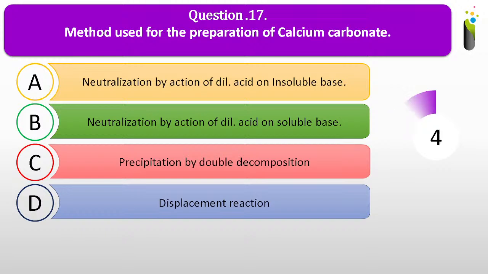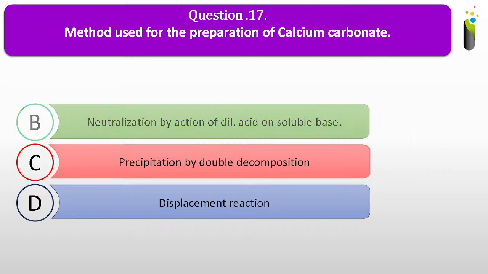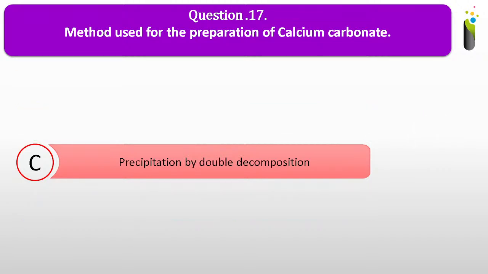And the correct answer for this question is C. Precipitation by double decomposition. This method is used for the preparation of calcium carbonate.